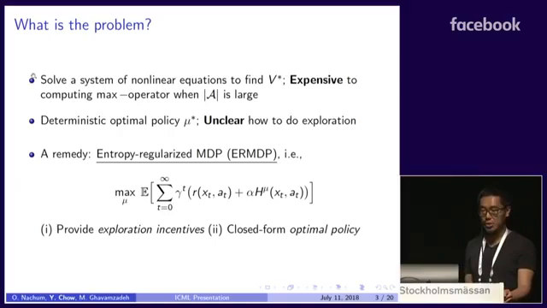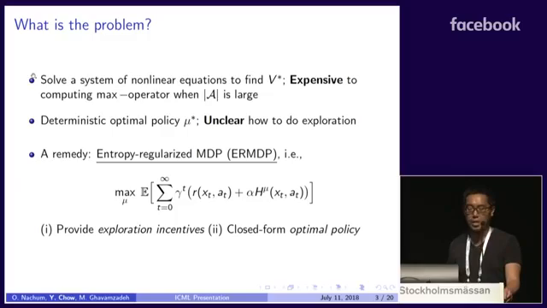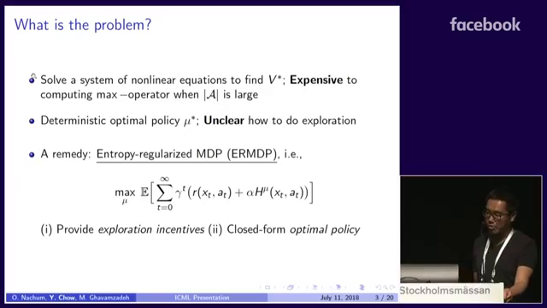So in this talk, we are going to focus on one remedy: instead of considering the original MDP problem, we want to explicitly study the entropy regularized MDP problem, in which we introduce this H mu, an entropy regularized reward function. This reward function has two benefits. One is that by specifying H mu, it provides an exploration incentive. The second is that by specifying H mu, we can actually get closed form optimal policies instead of explicitly solving the max operator. This really helps when we have a discrete set of actions, especially.